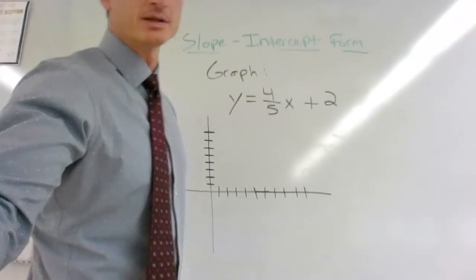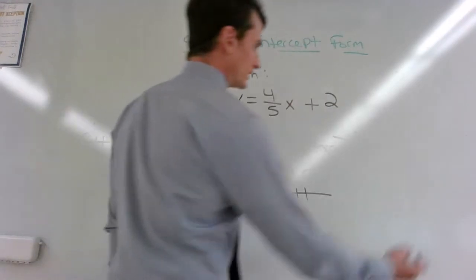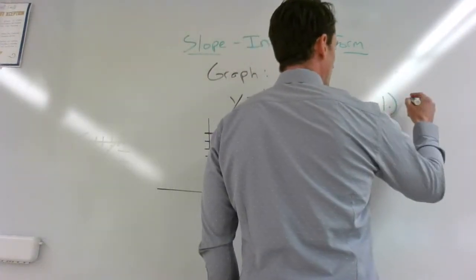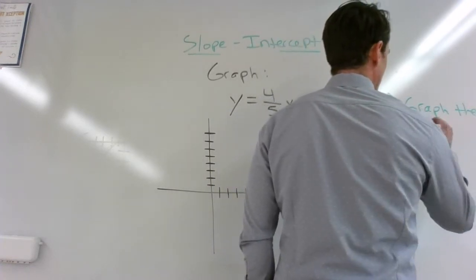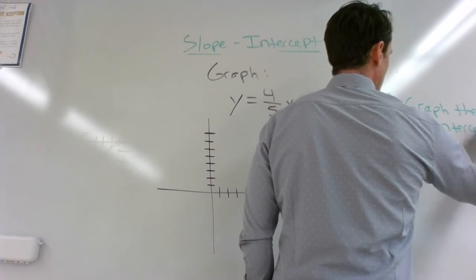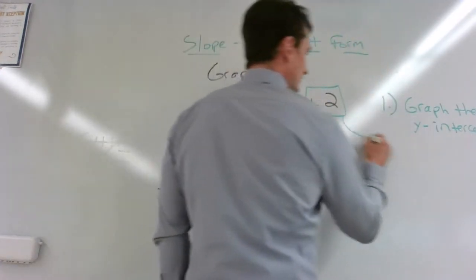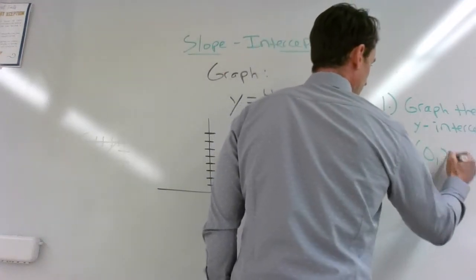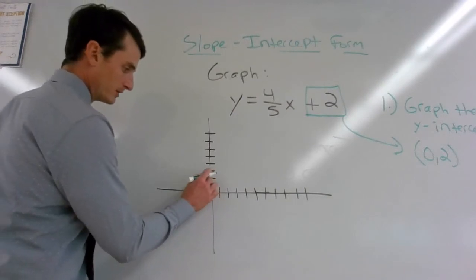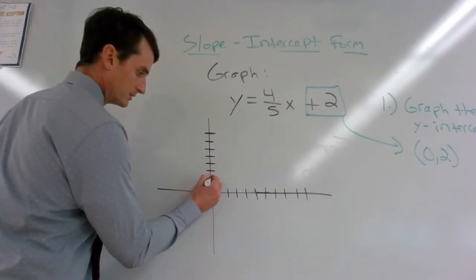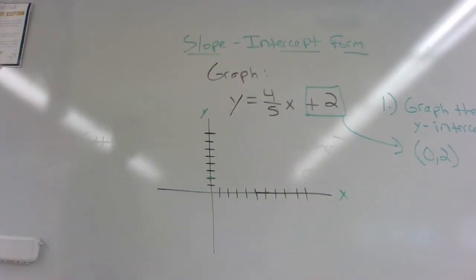So if we're given a problem like this, y equals 4/5 x plus 2, and we're asked to graph, we need to do a couple things. The first thing is always graph the y-intercept. In this case, it's plus 2. So that means that we're putting a point at 0, 2, so over 0 and up 2. This is where our line crosses through the y-axis. Because remember, that's the y, and that's the x.